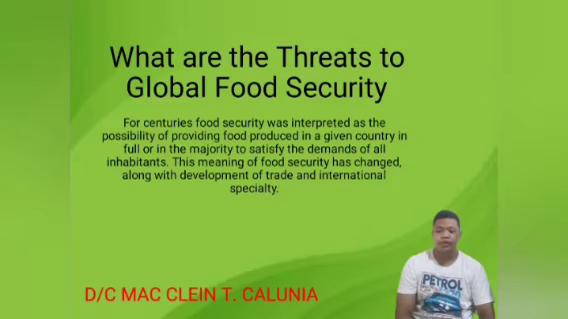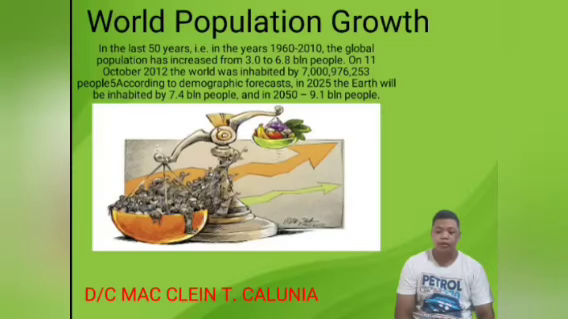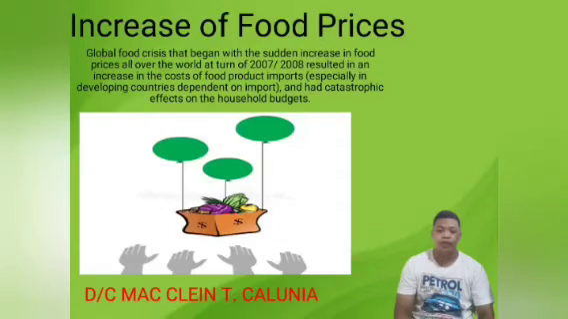The first is the world population growth. In the last 50 years, the global population has increased from 3 to 6.8 billion people, according to demographic forecasts. So in 2025, the Earth will be inhabited by 7.4 billion people, and in 2050, 9.1 billion people.